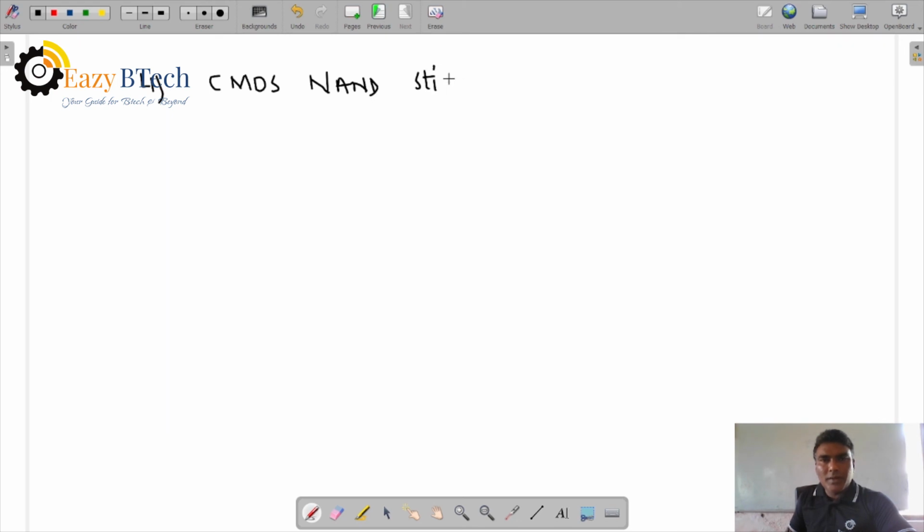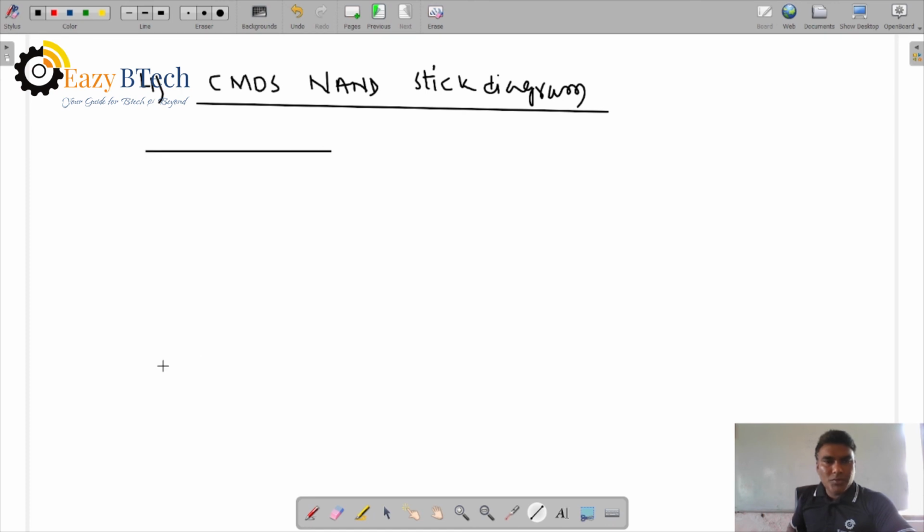CMOS NAND stick diagram. So how can you draw a CMOS NAND and what is a stick diagram for this? CMOS NAND means NAND is (AB) complement. So first we can draw VDD and VSS. NAND means AB.